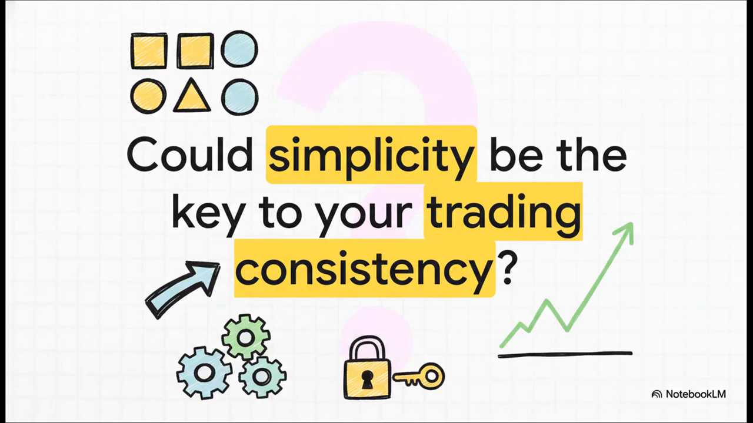So I think the real takeaway here is the incredible power of simplicity. In a field that's just dominated by complexity and emotion, maybe the most effective thing you can do is just follow a clear, simple, almost mechanical set of rules. Which leaves us with a final question to think about. Could this be the key to finally removing emotion and unlocking your own consistency?